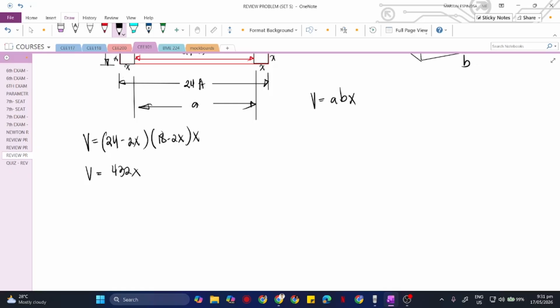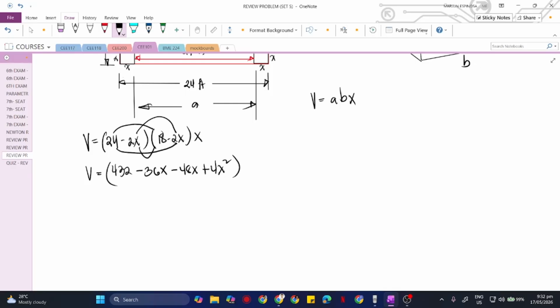Okay, let us just leave x for a while. So this one, and this one. Let's just do FOIL. So that is 243, that's correct. 18 to be multiplied by negative 2, that would become negative 36x. And then 24 times negative 2x, that would become negative 48x. Negative 2x times negative 2x would become positive 4x squared.